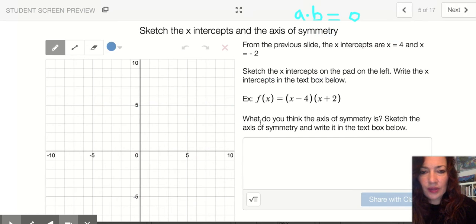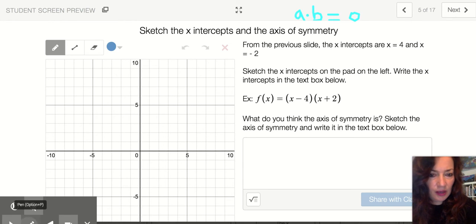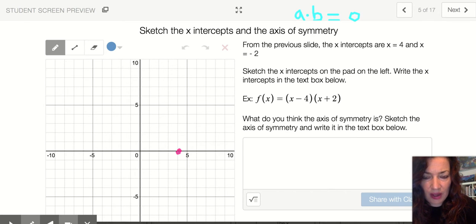In this case, it says go ahead and place your x-intercepts on the graph, and then what do you think the axis of symmetry is? Let's place those intercepts on the graph. We said we had one at x equals 4, so that would give us an intercept right here at 4. And then we have another intercept at negative 2, so that would give us an intercept right here.